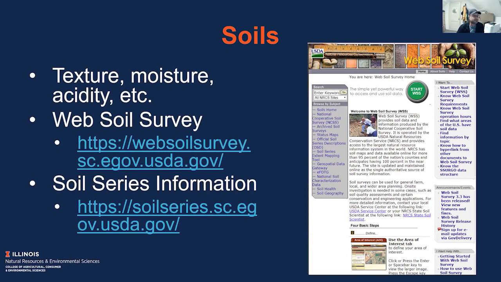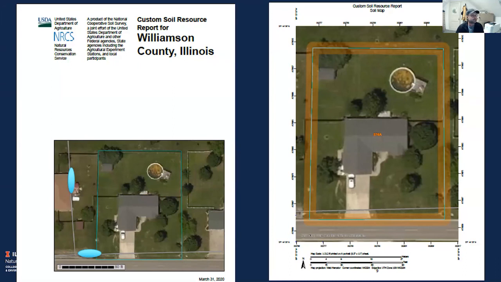You can see here the home page screen, and you basically click on the little green button on the web page, and it'll take you through a couple of questions, and you outline the area of interest, and it will feed you a soil report. The second resource I have mentioned on this slide is the soil series information. The soil report that the Web Soil Survey develops will tell you the soil types that are present on your site, and then you might have to navigate to the soil series information to find some more useful information about those soil types.